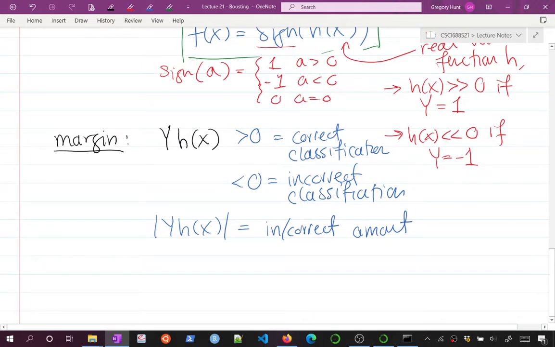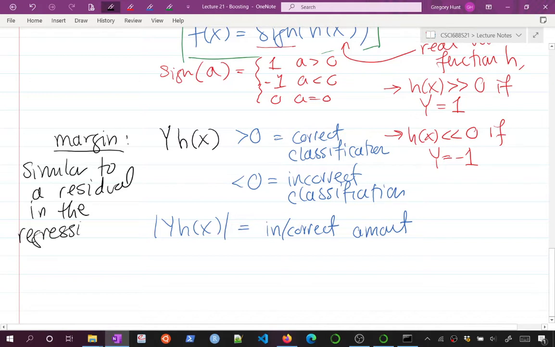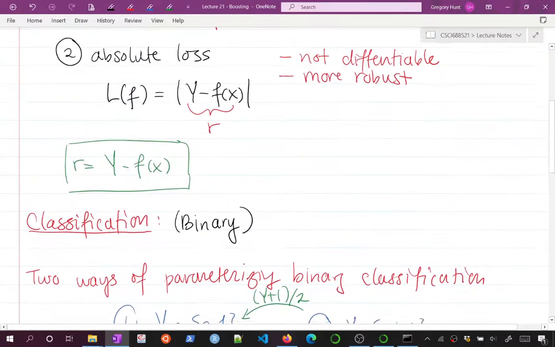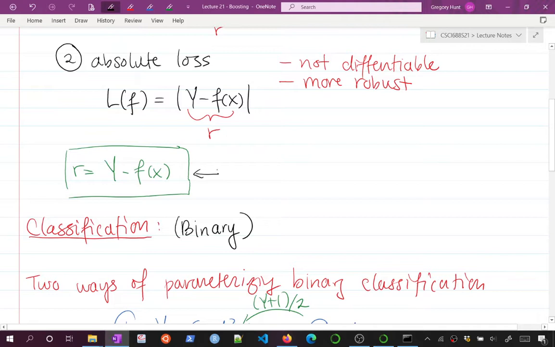So this margin is similar to a residual in the regression case. Right, so in the regression case, we have this residual, and all of our loss functions are written in terms of this residual r. If r is big, we did things wrong, in magnitude. If r is small in magnitude, we did things well. And you can write your loss functions in terms of this residual.